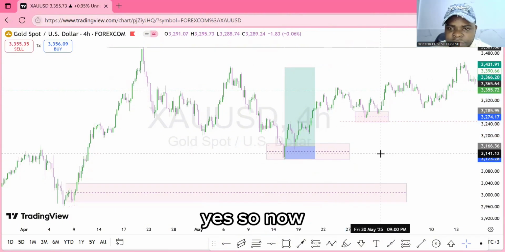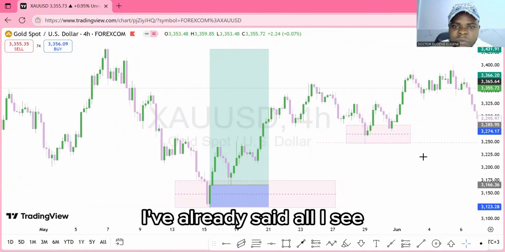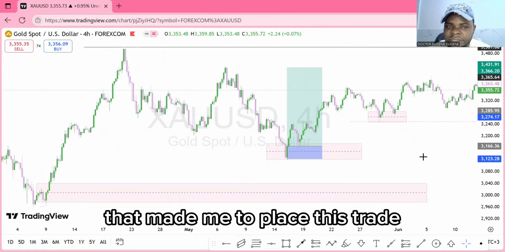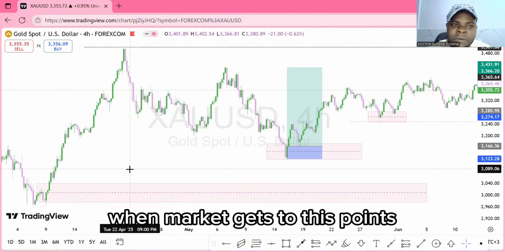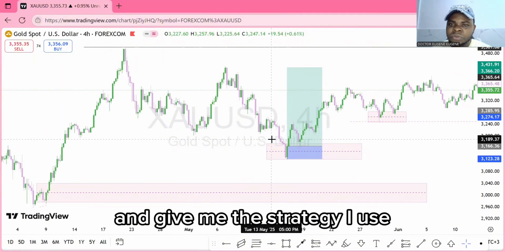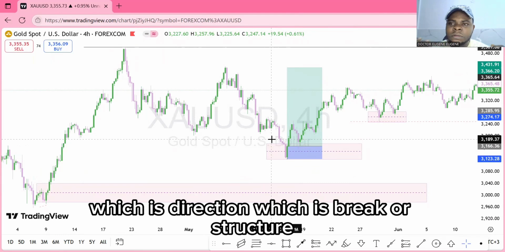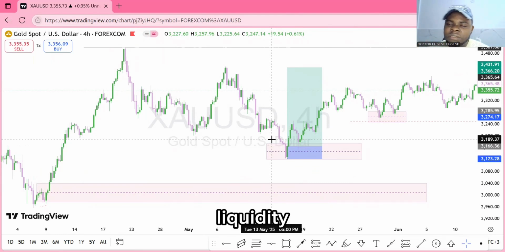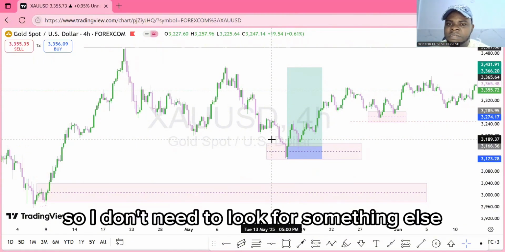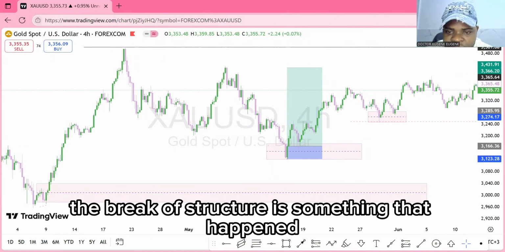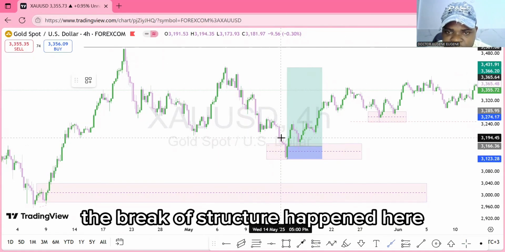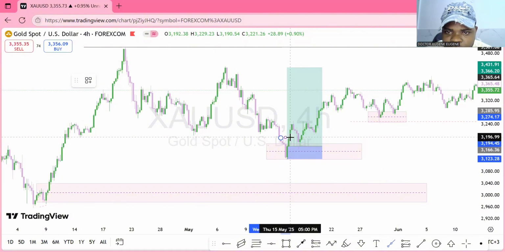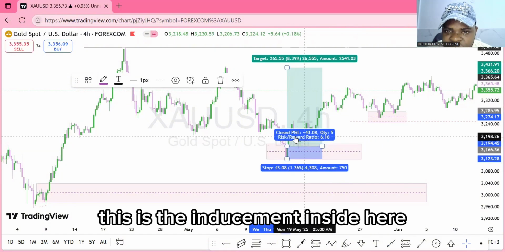Yes. So now I've already said all I see that made me place this trade. After seeing the directional bias, when market gets to this point and gives me the strategy I use, which is direction, which is break of structure, liquidity, zones, candlestick confirmation, I don't need to look for something else. The break of structure is something that happened at this point. The break of structure happened here. This is the inducement inside here.